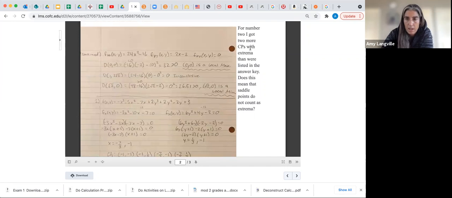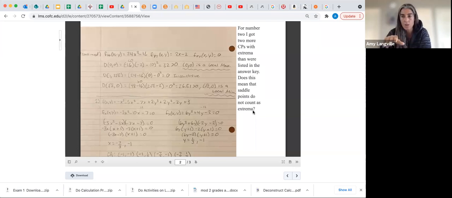She's saying, I got a couple more CPs than were listed. And does that mean saddle points do not count as extrema? Yes, that's true. So let's just make sure our vocabulary is right. Extrema means extreme in one direction or the other, so you're either a max or min. So CPs that are extrema are local max or local min or global max or global min.